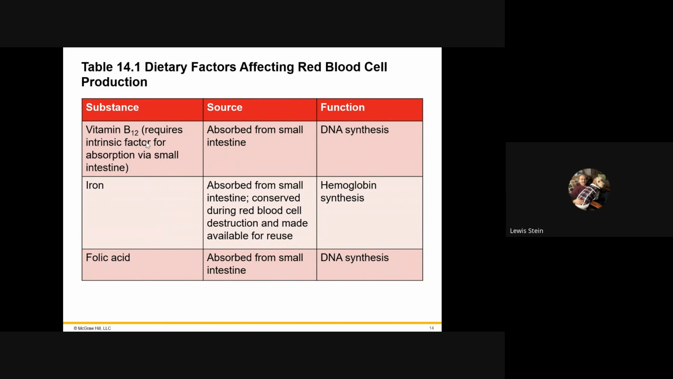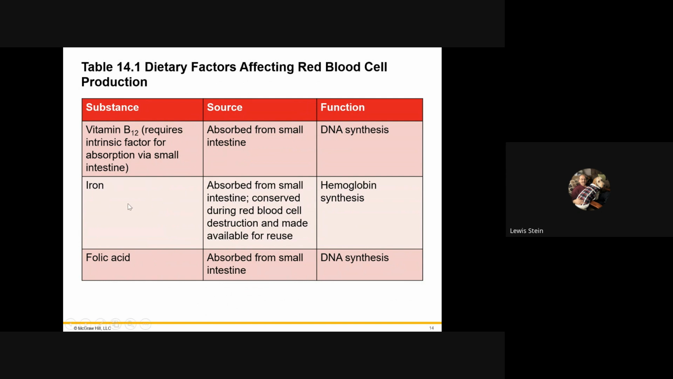B12 usually comes from animal sources. I mean, you can go online and they'll have vegan B12. How they source it, I do not know. On Amazon, it'll be from the non-animal sources, and serious vegans, they take that seriously.